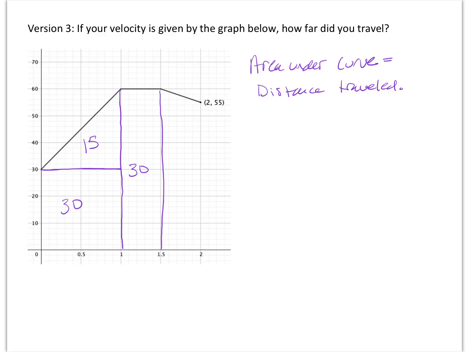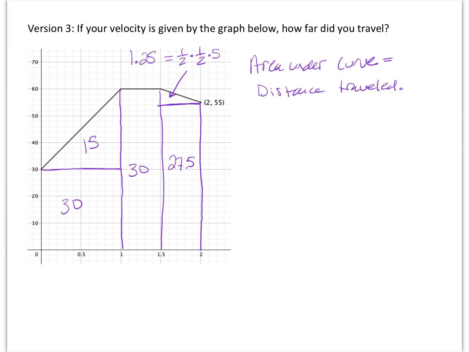And then my last region, my last half an hour, can be broken into a rectangle and a triangle. So the rectangle has a base of 1/2 and a height of 55. So 1/2 times 55 is 27.5. And then this last little triangle here, that is 1/2 times the base, which is 1/2, times the height, which is 5, because this is a height of 55, this is a height of 60, so this is a height of 5. Okay, and that equals 1/4 of 5, which is 1 1/4.